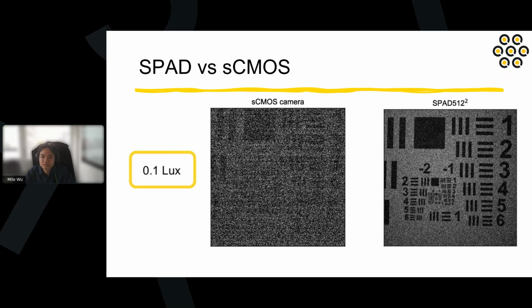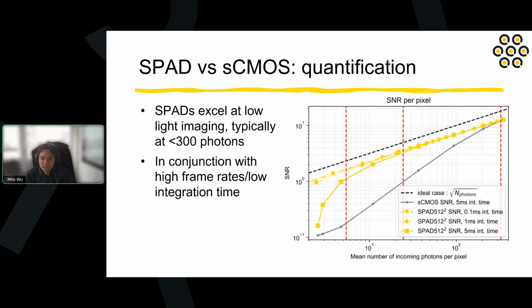So if we quantify this to SNR again, you can see that SPAD again excels in low light conditions, typically below 300 photons per acquisition. So in this graph, this here is 300 photons within this acquisition. You can see that within this range, SPAD always has a signal to noise ratio better than the CMOS camera. And of course, above this, the CMOS camera will be better due to higher efficiency, same concept as the EMCCD.